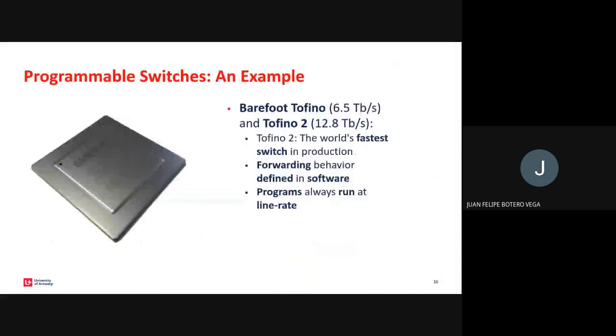And there are now programmable switches, some programmable chips. One is the Barefoot Tofino that can reach speeds of almost 13 terabits per second. It is the world's fastest switch in production and it's programmable. The forwarding behavior is defined in software, and programs always run at line rate. So you can now buy a Barefoot switch, which is totally programmable, right?